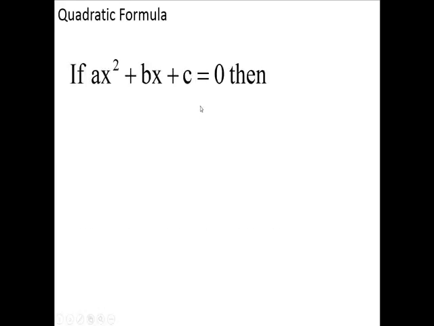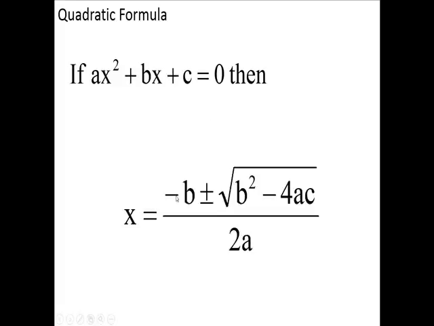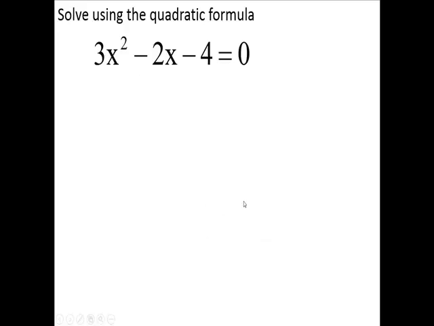The formula says if ax squared plus bx plus c equals 0, then x equals negative b plus or minus the square root of b squared minus 4ac, over 2a. This is the formula that you must memorize. You must know it, better than memorizing it, knowing it. Let's go back to ours.